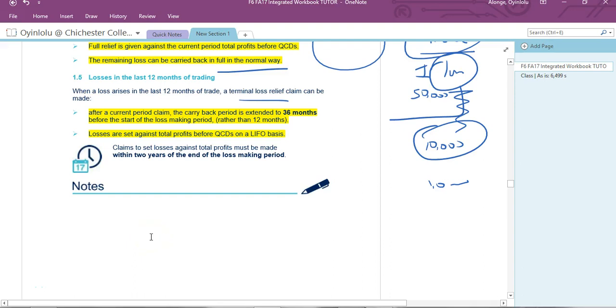Okay, right. So terminal loss relief for the company, pretty straightforward as well. So what are we saying here? We're saying that when a loss arises in the last 12 months, if you remember, we talked about terminal loss relief for the sole traders. Sometimes terminal loss relief can be made, and how we do it, of course, is deal with any current period claims. So deal with what's happening in that period.